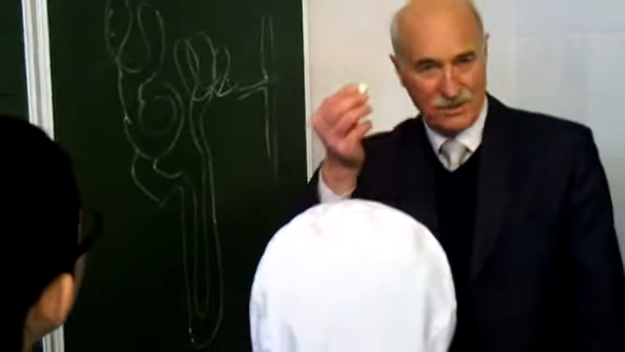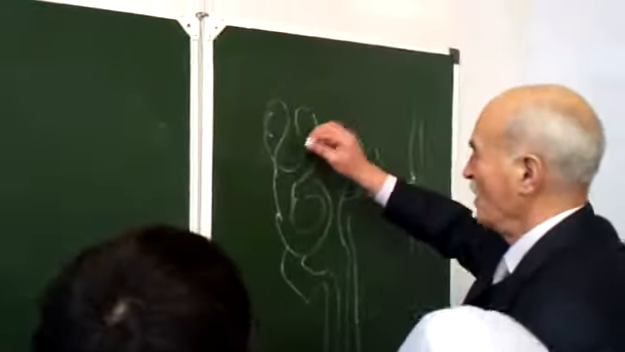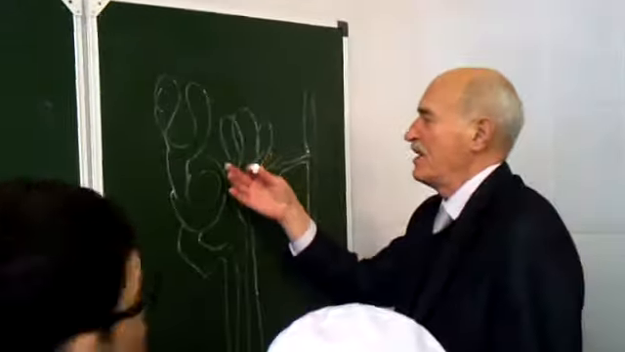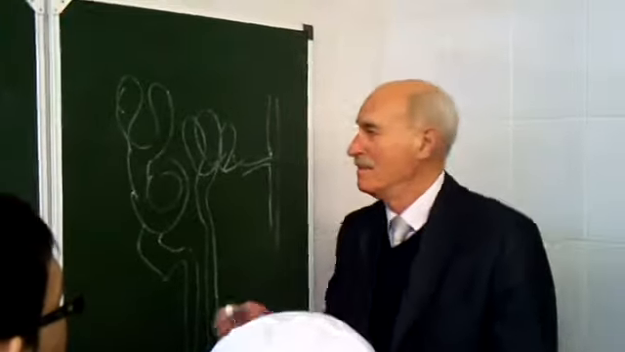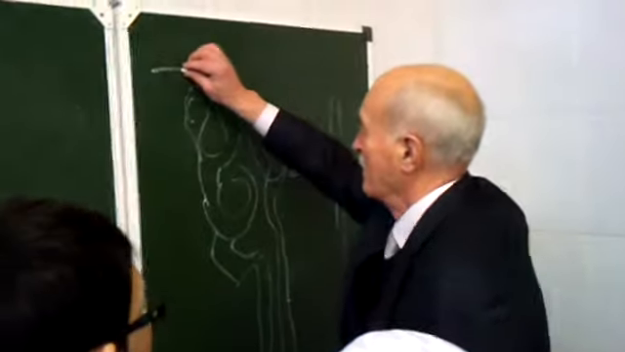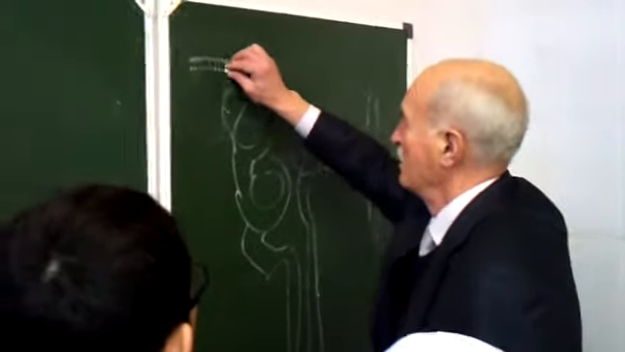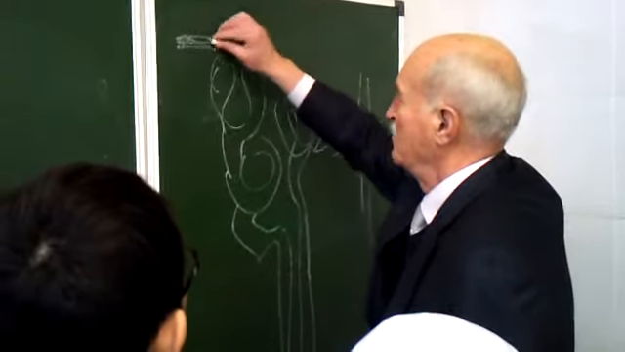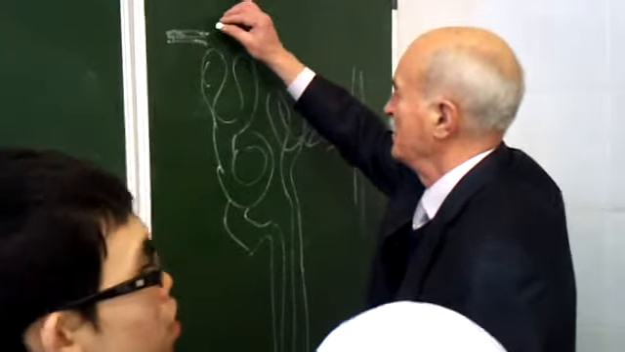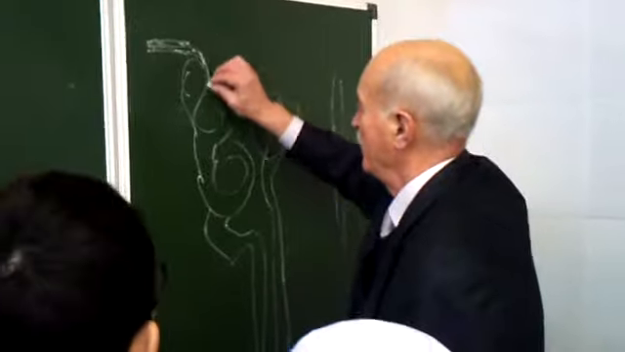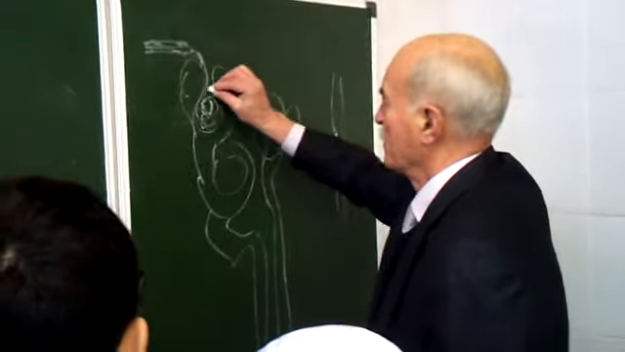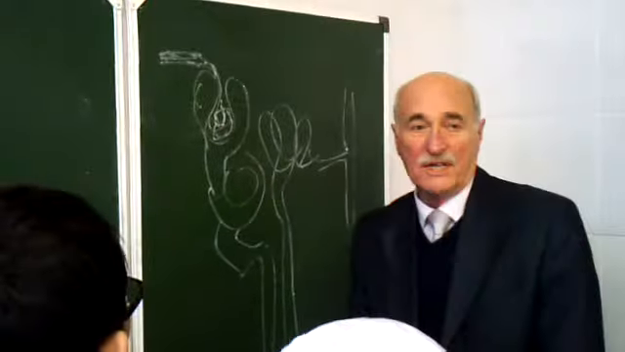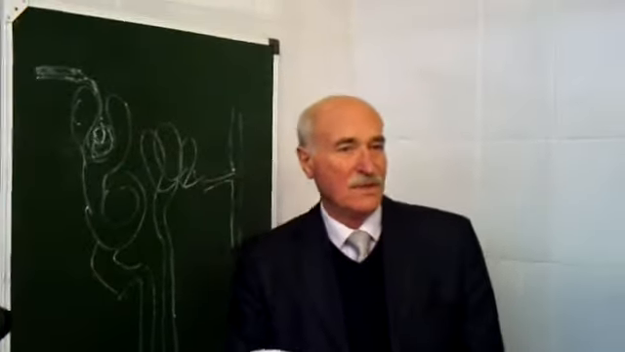Let it be red. This structure can't function without the arterial and venous supply. A vessel which is rather important in its size, in its diameter, ramifies and forms the glomerulus. And what is the glomerulus? That is a system of capillaries.